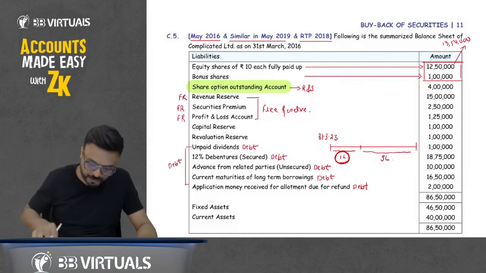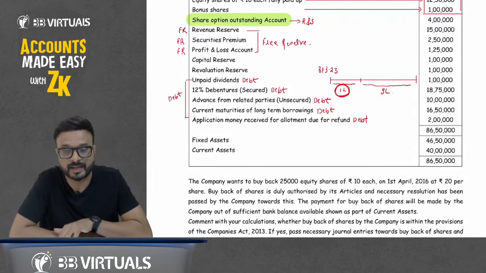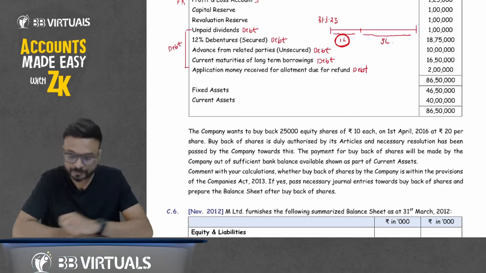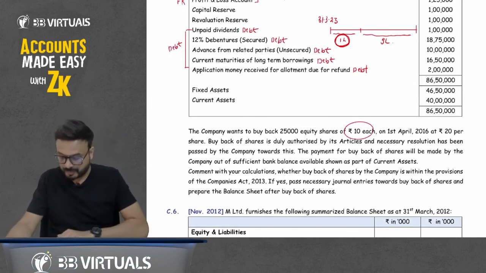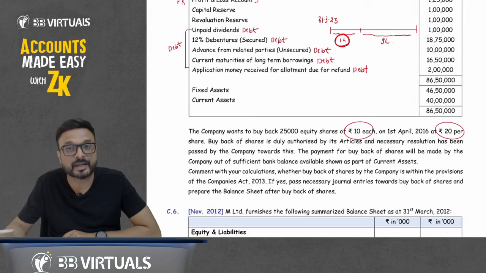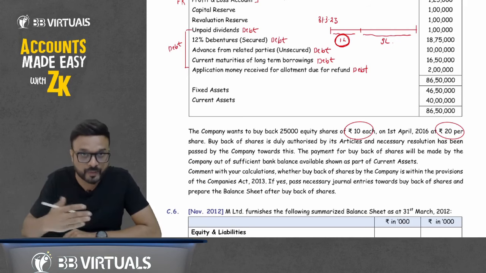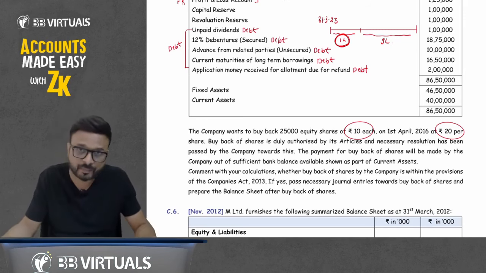So all these points are related to debt. Now they have given us fixed asset 46,50,000, current asset 40 lakhs. The company wants to buy back 25,000 equity shares of rupees 10 each on 1st of April 2016 at rupees 20 per share. What is the face value of the share? Face value is rupees 10 each. And they want to do buyback at rupees 20. It means rupees 10 is premium on buyback. The difference of rupees 10 represents the excess amount that we are paying, the premium on buyback.